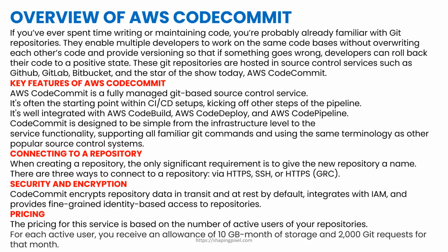When creating a repository, the only significant requirement is to give the new repository a name. There are three ways to connect to a repository: via HTTPS, SSH, or HTTPS with GRC. CodeCommit encrypts repository data in transit and at rest by default, integrates with IAM, and provides fine-grained identity-based access to repositories. The pricing for this service is based on the number of active users of your repositories. For each active user, you receive an allowance of 10 GB per month of storage and 2000 Git requests for that month.